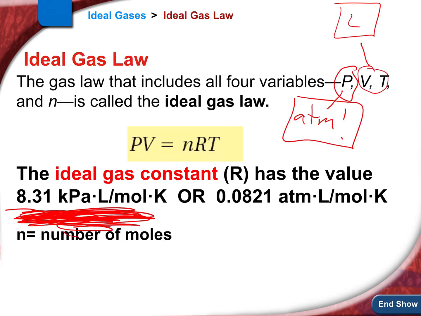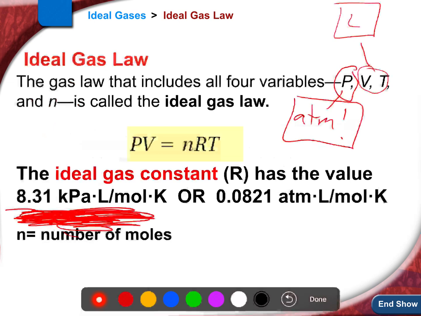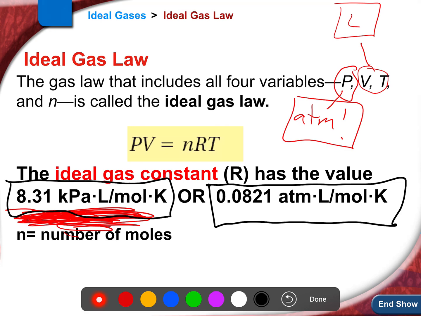I can't really remember, but N is number of moles, and you get PV equals nRT. So P is pressure, V is volume, N is number of moles, of course. R is the ideal gas constant, and that changes depending on what unit you have. So if you're using kilopascals, you're going to want to use this one over here. If you have atmospheres, you're going to want to use this one. Most of the time we're going to use atmospheres, so kind of commit this one to memory.